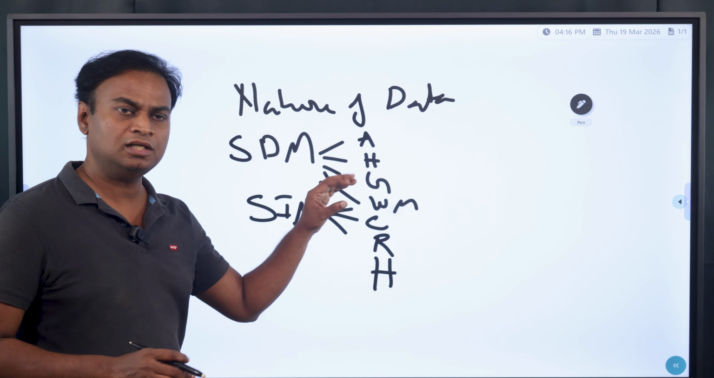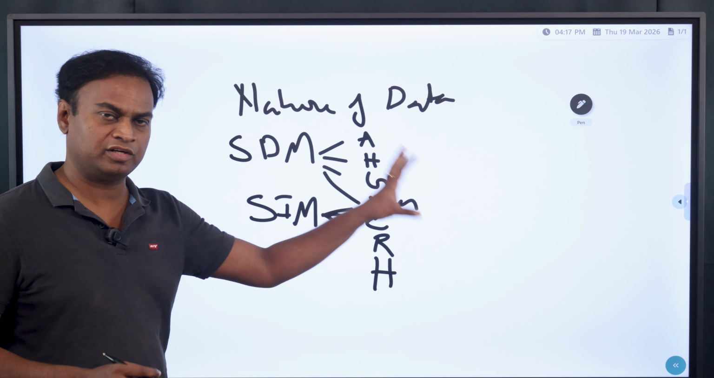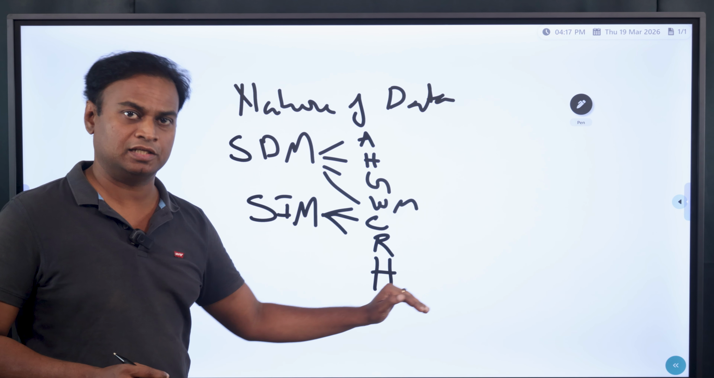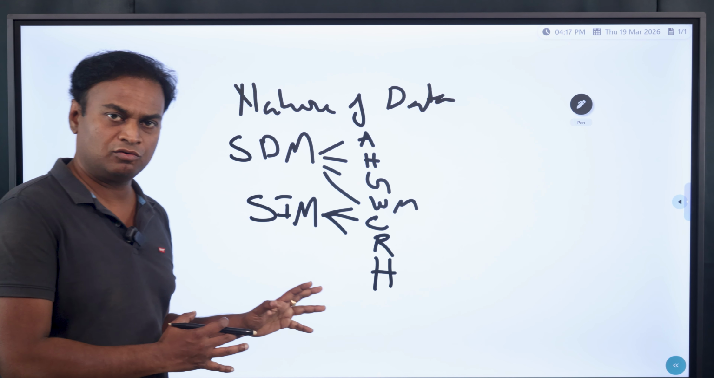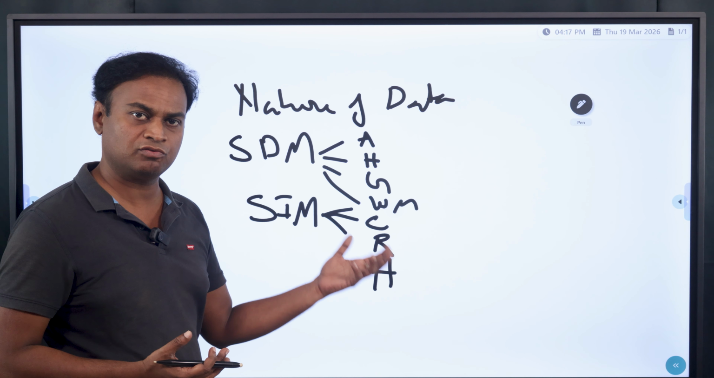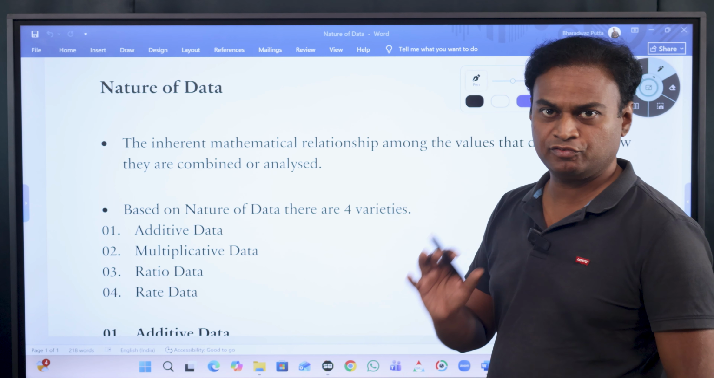Today we will discuss in depth the four different types of data based on the nature, and we will see medical examples. It is very important for you to understand this so that all the advanced concepts are very easy for you to understand.